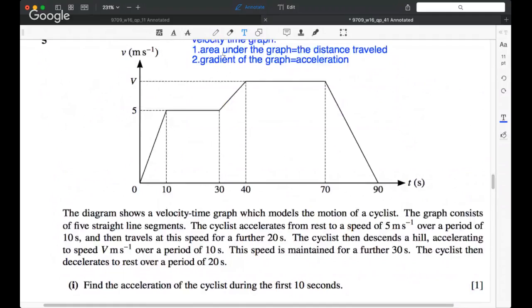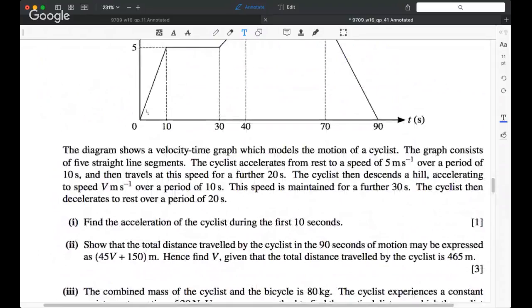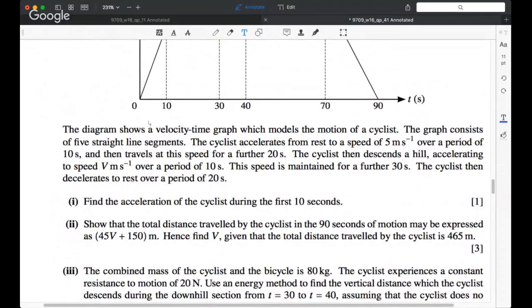So find the acceleration of the cyclist during the first 10 seconds. You see, during the first 10 seconds, the gradient of the line segment is constant. So we can simply divide 5 by 10 to work out the gradient. It's the same with any kind of graph. So that makes sense to you guys, the gradient, yeah? Okay. And they'll give you 0.5.